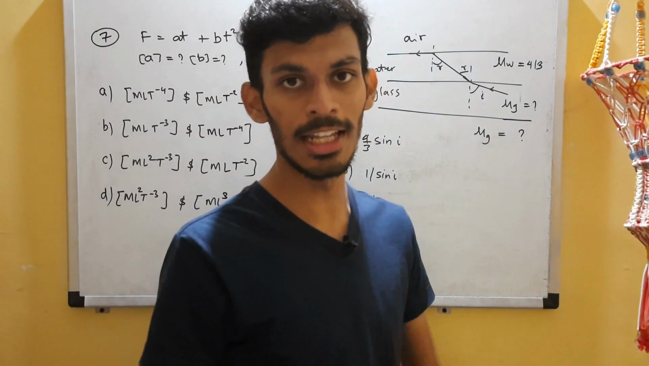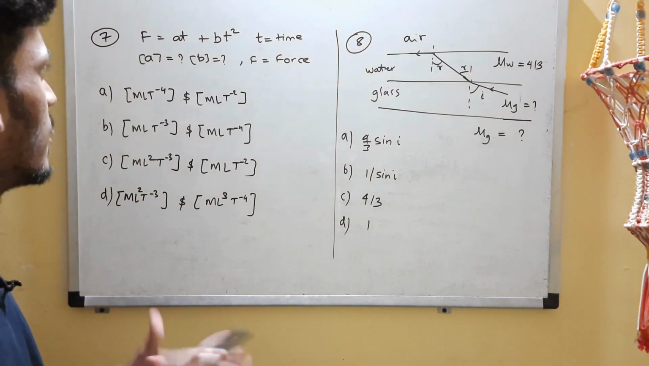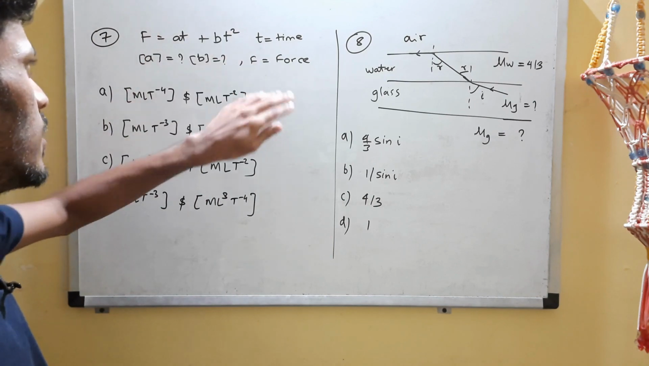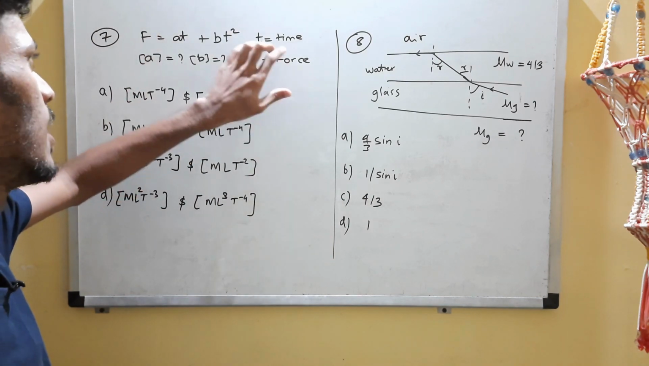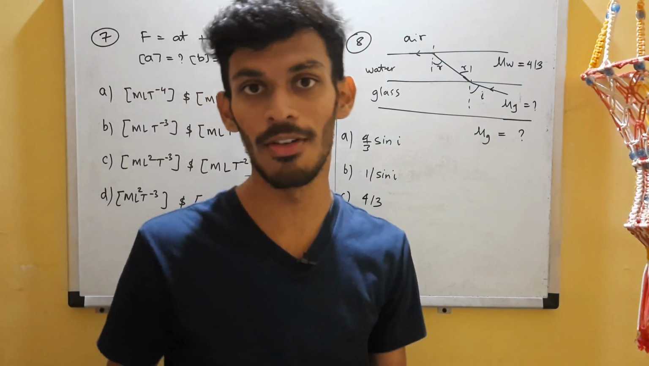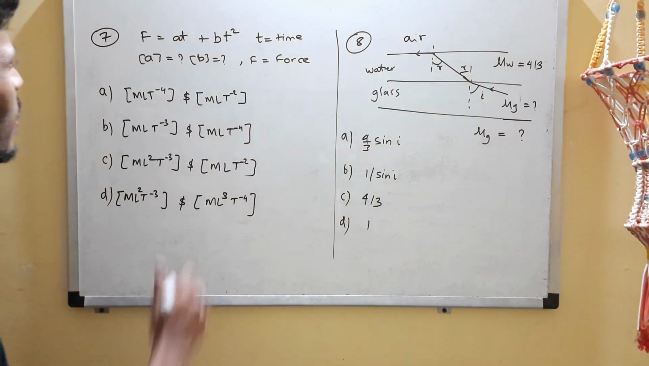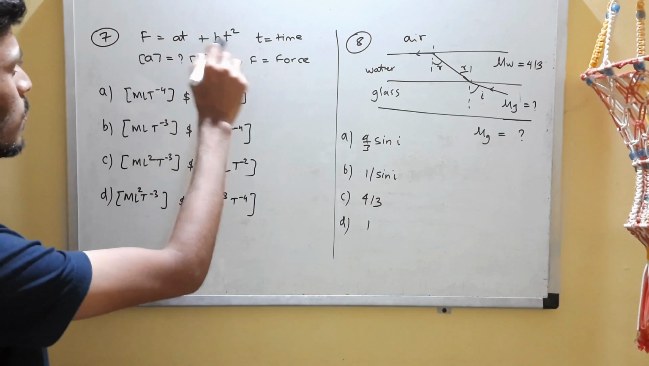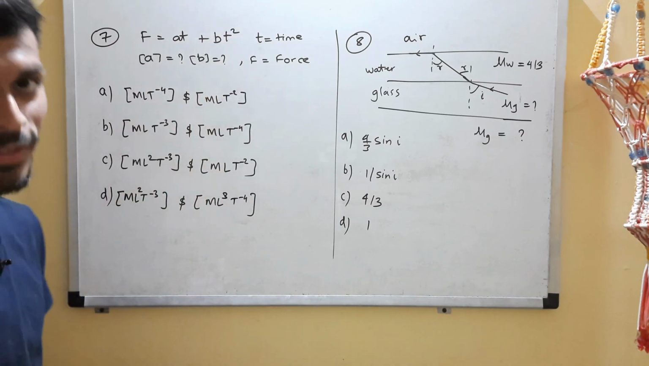So questions 7 and 8 over here. In question 7, it's again very simple. We are given an equation. F has the same dimensions as that of force. T has the dimensions of time. We are supposed to find the dimensions of A and B. It's very simple. You can see that these two terms are added, so they should have the same dimensions.